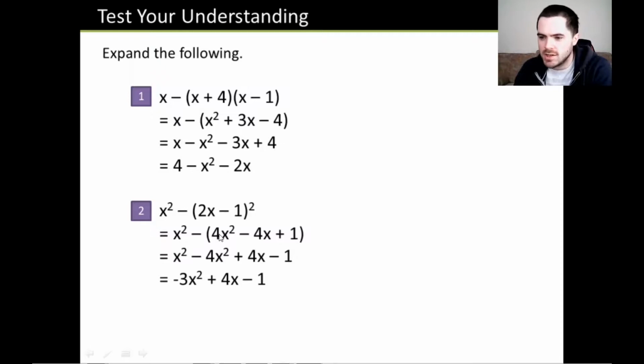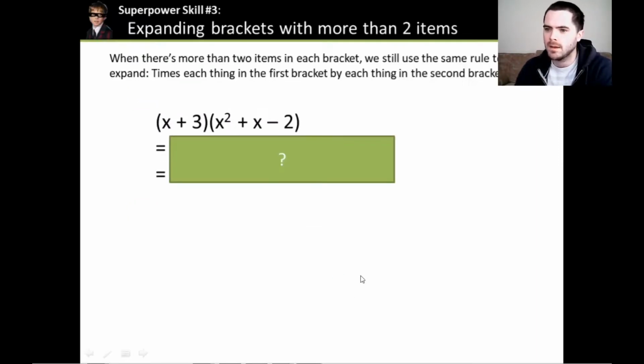Same again. Change the sign to a negative, change the negative sign to a positive, change the positive sign to a negative, having left the original x squared at the front. We now have x squared, take away 4x squared, plus 4x minus 1, and x squared, take away 4x squared, leaves us with negative 3x squared. If you want, you could write the plus 4x in the front, so you could write it as 4x minus 3x squared minus 1. It doesn't entirely matter. It's not really an issue.